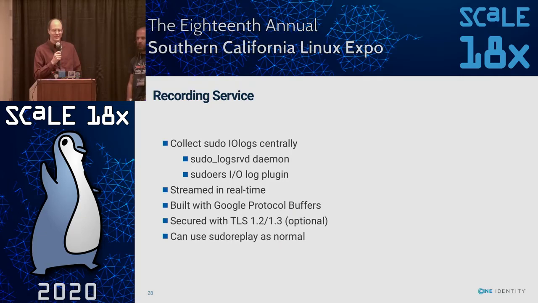So okay, first, the recording service. The main idea here is to collect those IO logs in a central location. That's done by the sudo log server daemon, and the sudoers IO log plugin now has client support for talking to that. So the logs are streamed in real time, so in theory you could view them in real time on the server. The protocol is built on top of the Google Protocol Buffers library. And connections are secured with TLS, either 1.2 or 1.3, depending on what version of OpenSSL you have. And on the log server, you can use sudoreplay just like you would normally. It works pretty much the same as it would on the local machine, and the log files are stored in the same format on the remote server.